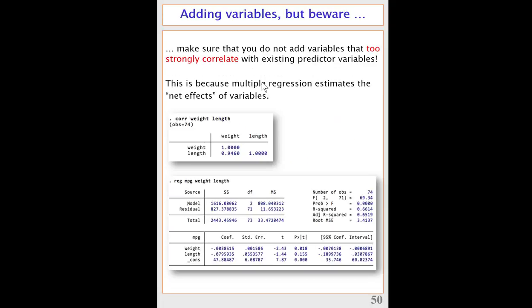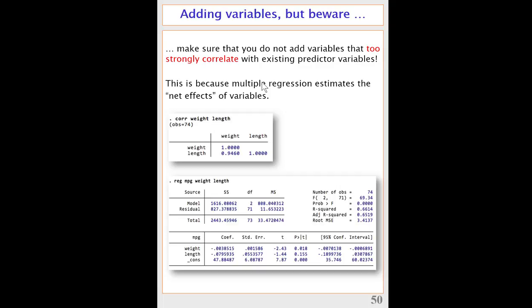Okay, now let's see what happens if I include both. Now I include both weight and length here, and what you see is that the effect of length is no longer statistically significant. Why is that? Well, multiple regression, we're measuring net effects. So I'm measuring the effect of length, given that I already take weight into account. Apparently, length here doesn't add anything anymore if I have weight already in there.